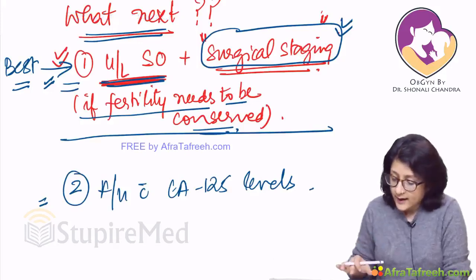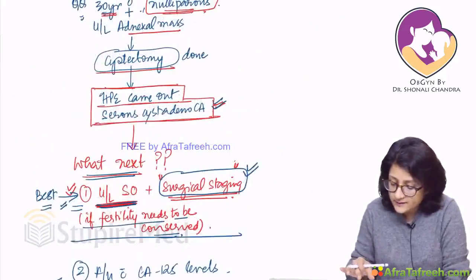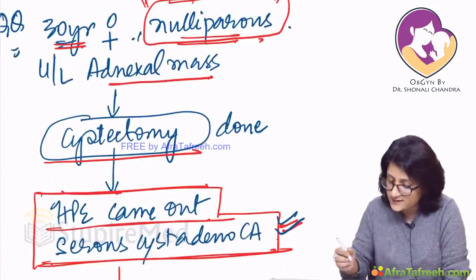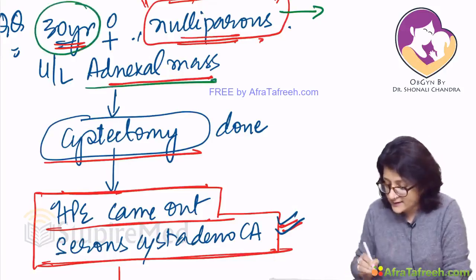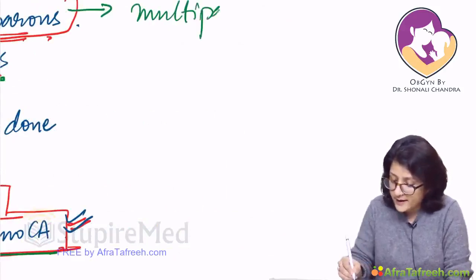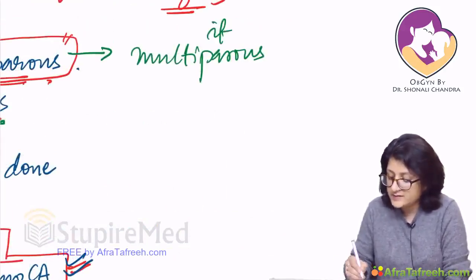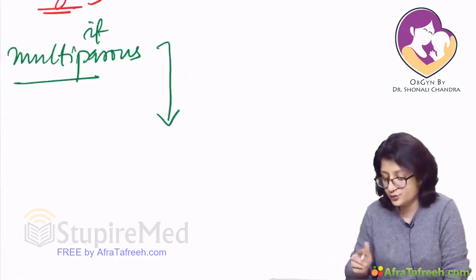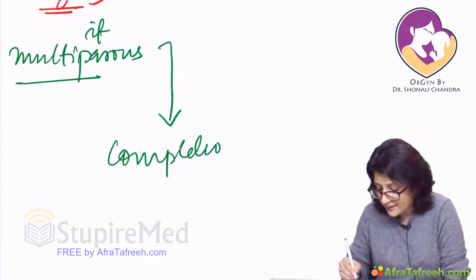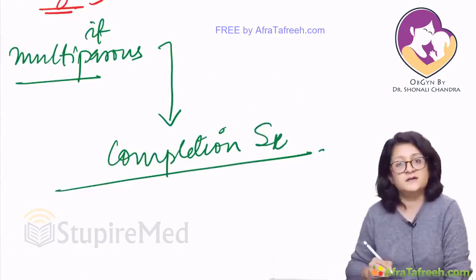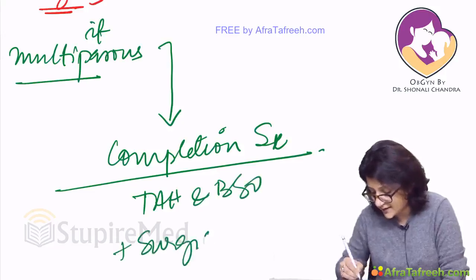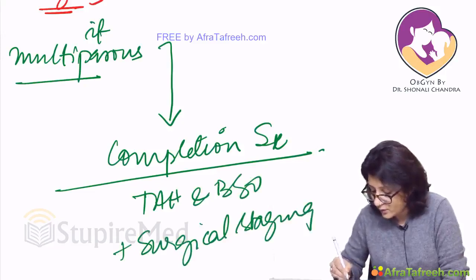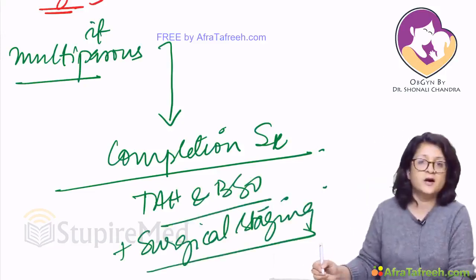Okay. Now, if this same woman was multiparous, instead of being nulliparous, this 30-year-old with an adnexal mass with serous cystadenocarcinoma would have been multiparous. If she were multiparous and preserving fertility was not an issue, I would have gone for completion surgery. By completion surgery, I would have meant a hysterectomy, BSO plus surgical staging. Surviving is more important in terms of cancer rather than childbearing, right?